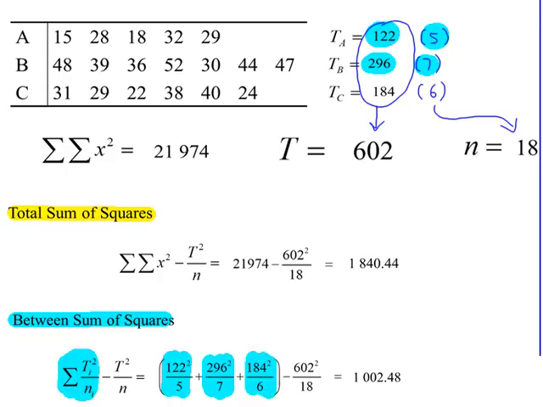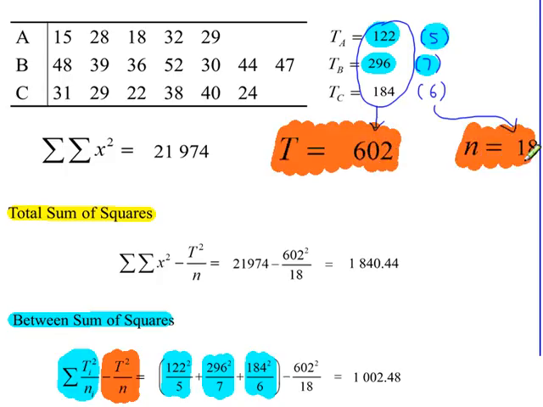And then we've got this, minus t squared over n. The t here is this value. N is 18. So t squared over n, 602 squared over 18. And then we get the between sum of squares value.